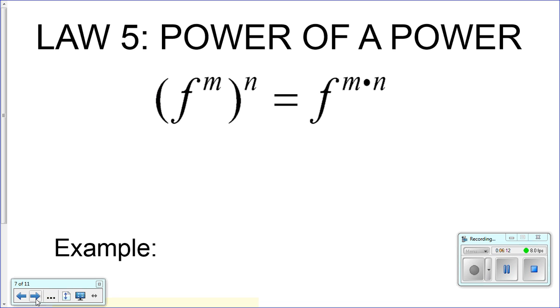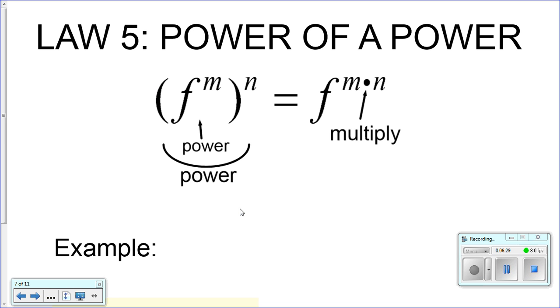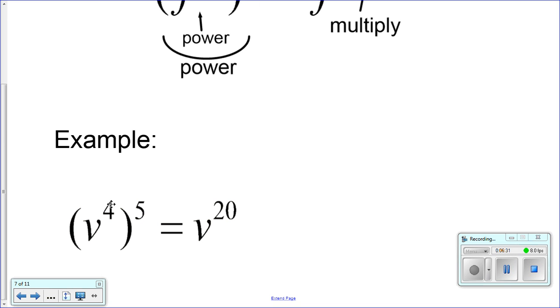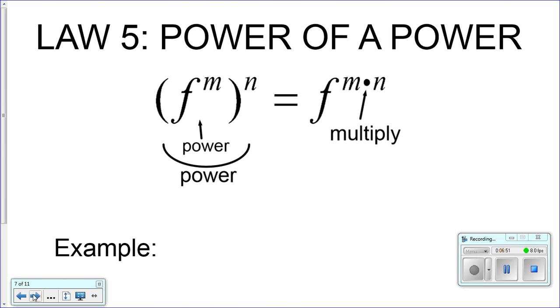Next we have a power of a power, so a power being brought to an exponent. Here we have a power, and then we have a power around that as well. When that happens, we just multiply the exponents together. So we have v to the 4th, to the 5th. That means we have v to the 20th. And you can expand it out too. If you have v to the 4th times v to the 4th, 5 times, and you expand those v to the 4ths out even more, you're going to have 20 v's all being multiplied together. And that was power of a power.